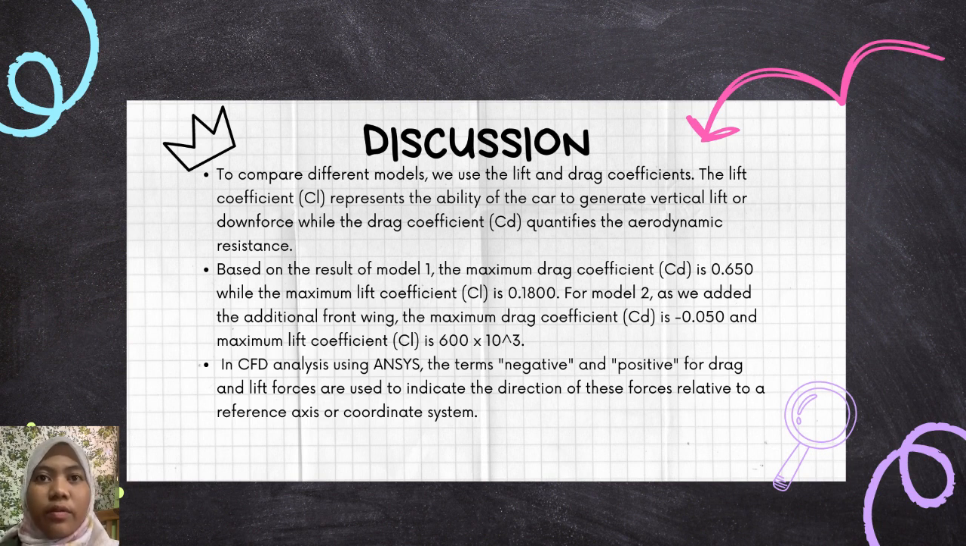Based on the result of Model 1, the maximum drag coefficient is 0.65, while the maximum lift coefficient is 0.18. For Model 2, we add the additional front wing. The maximum drag coefficient is negative 0.085 and the maximum lift coefficient is 600,000. In CFD analysis using ANSYS, the terms negative and positive for the drag and lift coefficient are used to indicate the direction of this force relative to the reference axis or coordinate system.